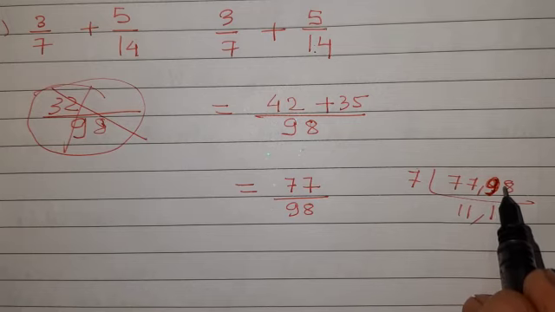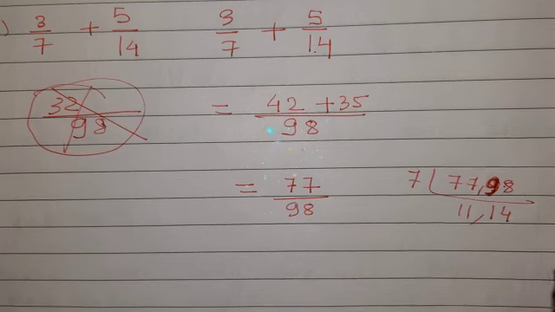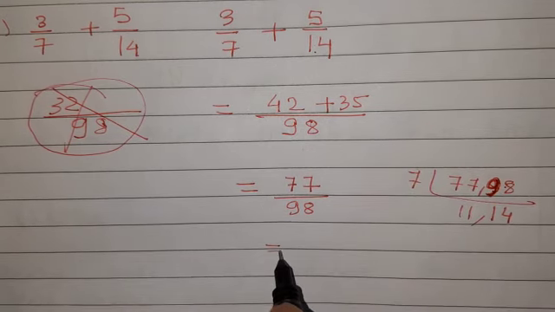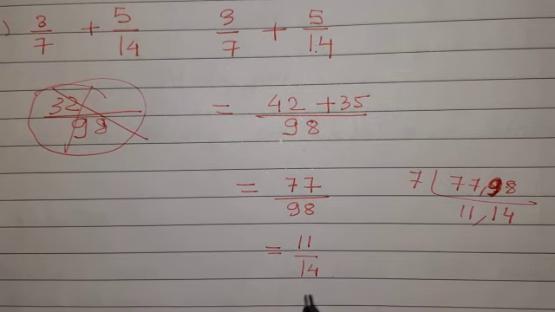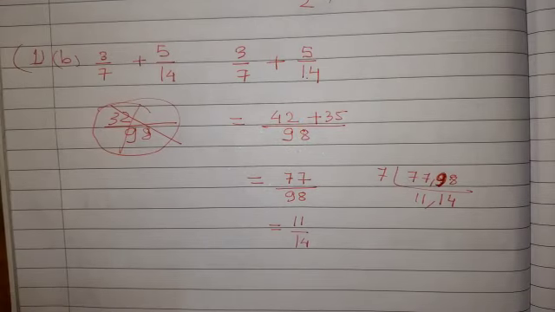2 is for 8, the number becomes 28. So 7 4s are 28. The numbers became 11 and 14. Understand? 11 by 14. Wow, right answer. This is by the cross multiplication method.